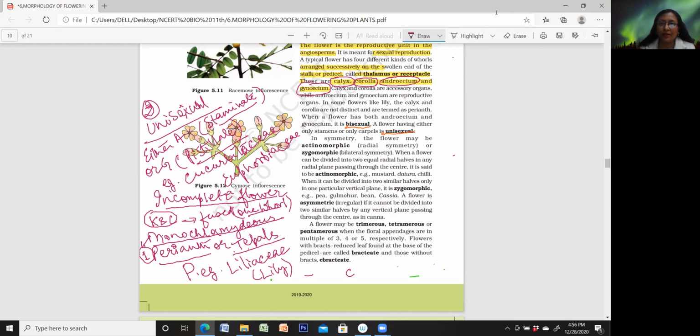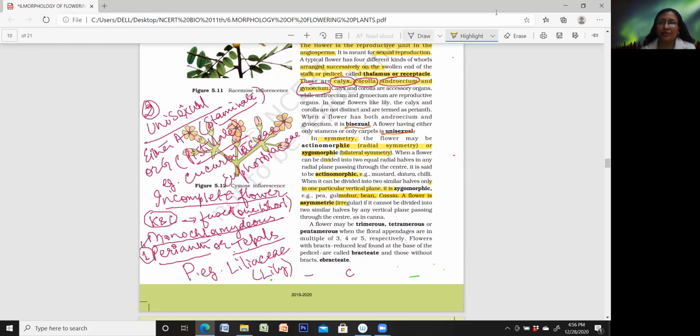Then they talk about the symmetry of the flower. As you can see, they are talking about symmetry of the flower. Flower may be actinomorphic, zygomorphic, or asymmetric in the symmetry. So there are three kinds of symmetry they are mentioning here. Now, what is actinomorphic basically, which is given as a radial symmetry, and zygomorphic given as a bilateral symmetry?